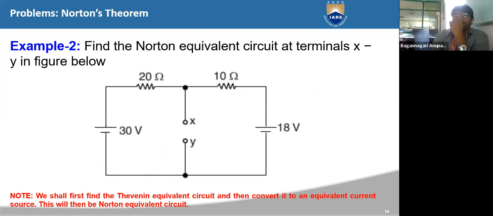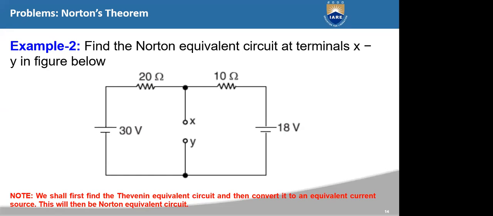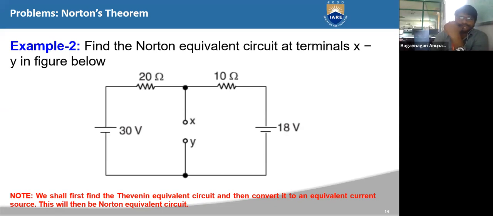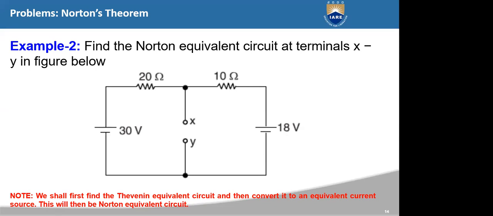In Norton's theorem, what is the representation for Norton's equivalent circuit? What are the elements you have to find in a Norton's equivalent circuit? IN and RN. You want a practical current source there, right? So how do you find IN and how do you find RN? We can convert the voltage source into a current source.